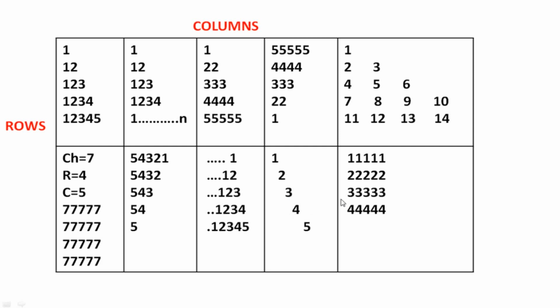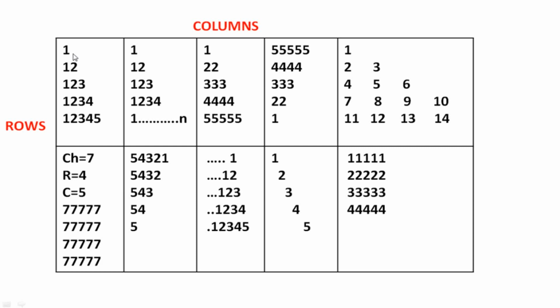And here it is 4 into 5 format, or it can be any dimension like 4 into 4, 4 into 5, whatever, but you're printing the row value, right? 1, then all the 1s and 2s and 3s and 4s.